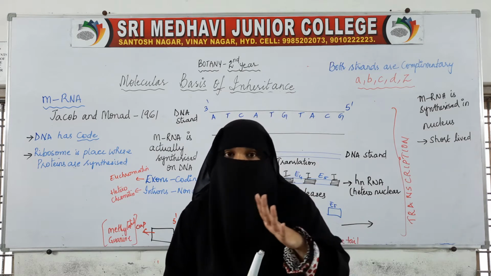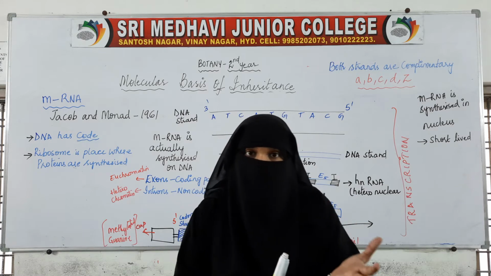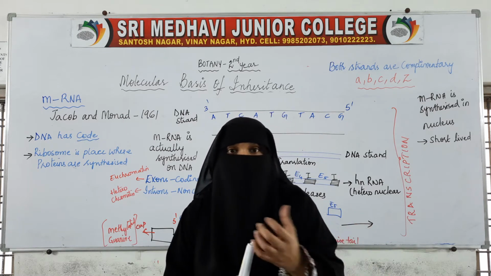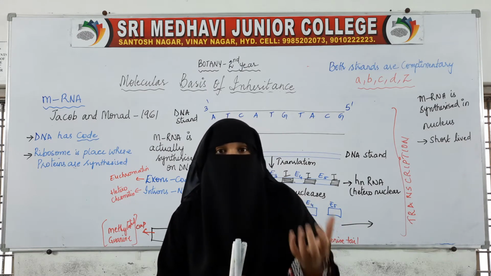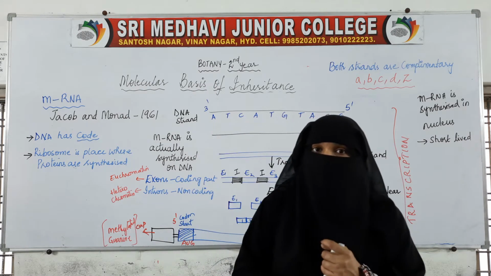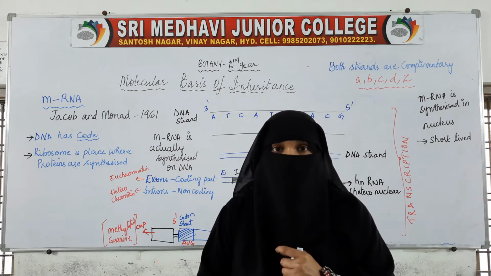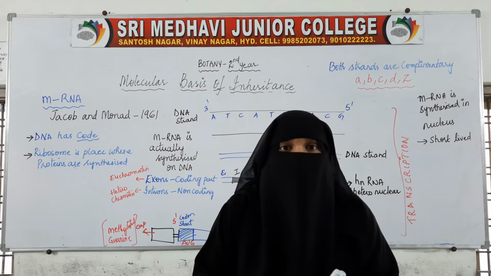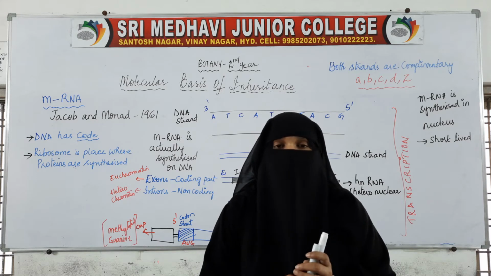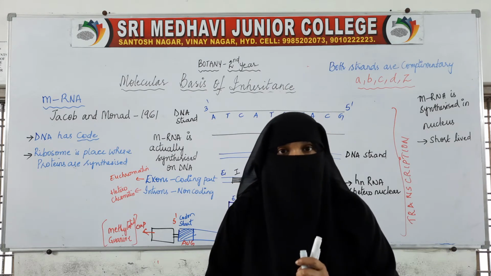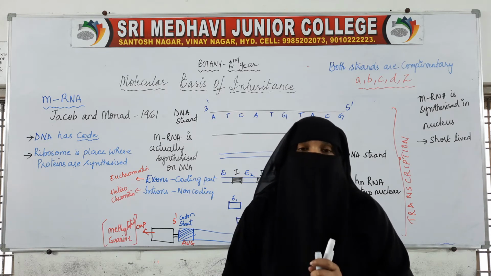So we have seen what DNA is and what it is made up of. We have seen what RNA is made up of, that is both are nucleic acids made up of pentose sugar, phosphate, that is phosphoric acid group, and nitrogenous base. Then we have already seen the three types of RNA. Now we will see in detail how these three types of RNA help in the synthesis of proteins. So we'll start with the first type, that is the mRNA.